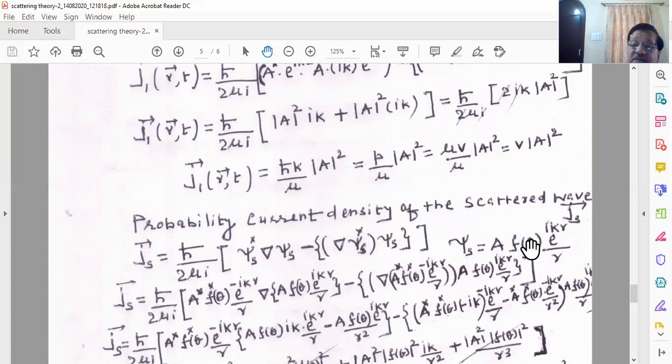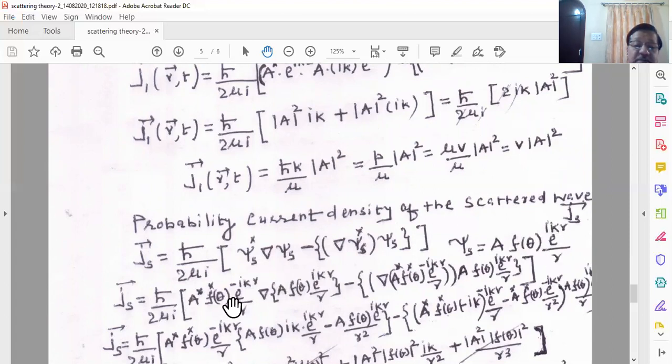So A f(theta) e to the power of i k r over r, because your scattered wave is propagating, it is diverging, right? It is a spherical wave, diverging in the radially outward direction, in the r direction. So I wrote here r. Now let us see the form of psi s star. You take the complex conjugate of psi s: A star f theta star e to the power of minus i k r over r.